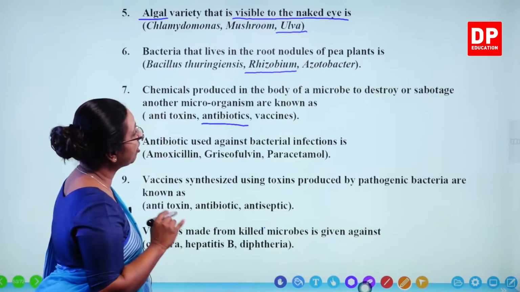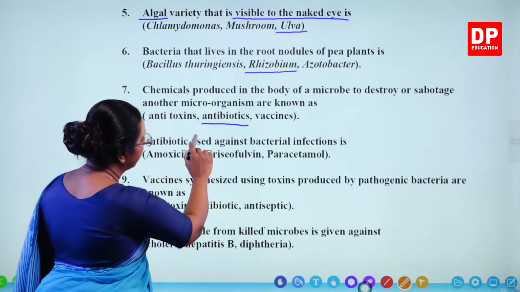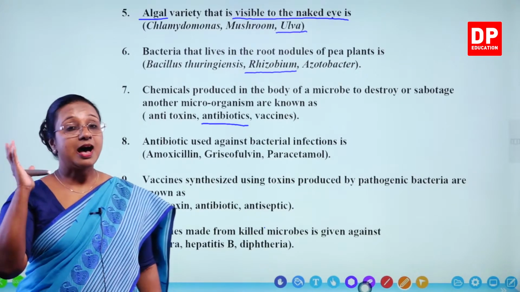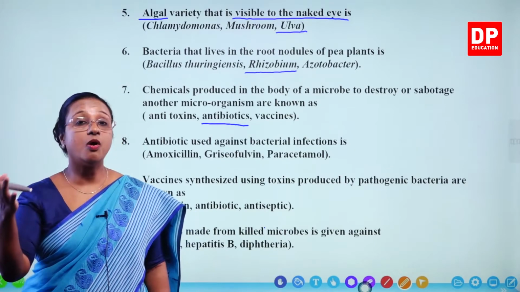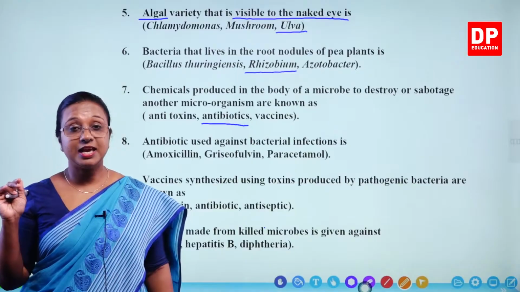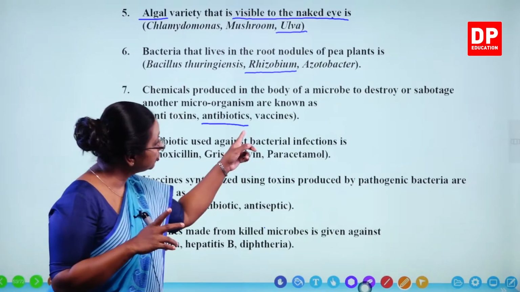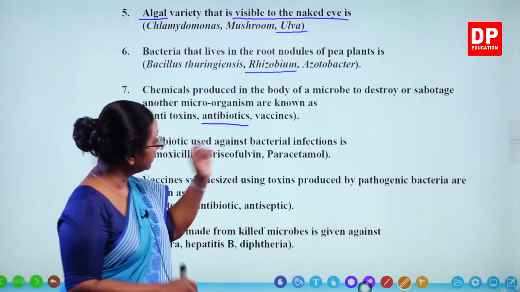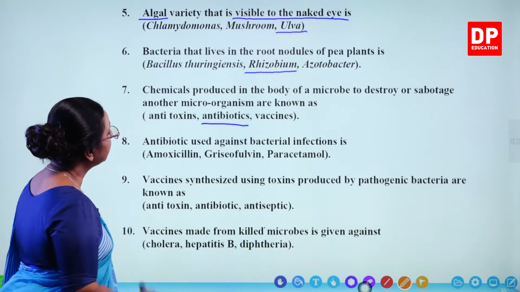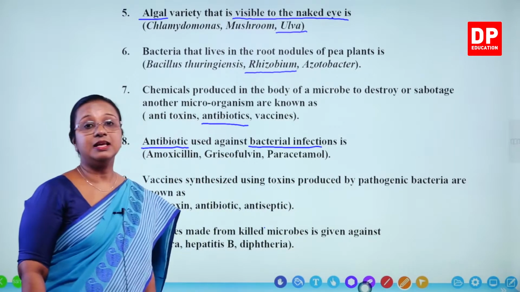Chemicals produced in the body of a microbe to destroy or sabotage another microorganism are known as antibiotics. Then what are vaccines? We have discussed this. They are either the microorganism dead or weakened, or part of the body of the microorganism modified by genetic engineering, or the toxin of the microorganism. That is used to prevent the occurrence of a disease, that is vaccine. Then question number 8. Antibiotic used against bacterial infection.